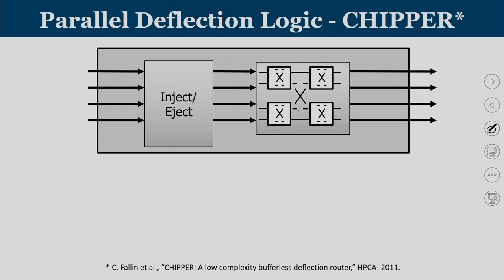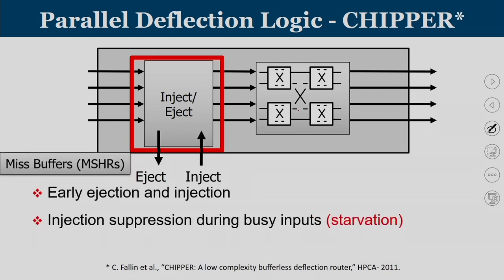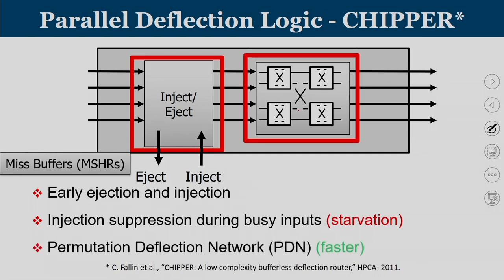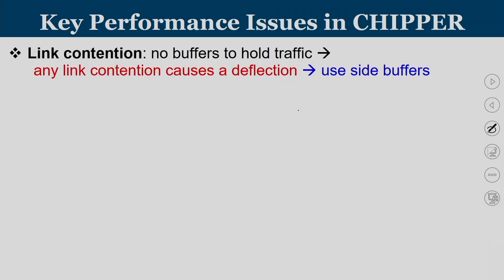So, this is the parallel deflection logic called CHIPPER, which we have seen. CHIPPER has an early inject and eject stage, with early ejection, and whenever at least one of the input ports is free, we inject. Then you have a faster parallel port allocation unit, known as the permutation deflection network. This CHIPPER was a work published in the High Performance Computer Architecture Conference in 2011 by Chris Fallin and his research group. Let us see what the key performance issues in CHIPPER are.